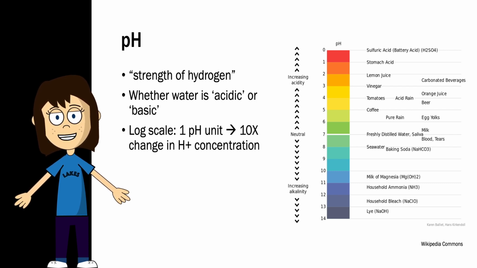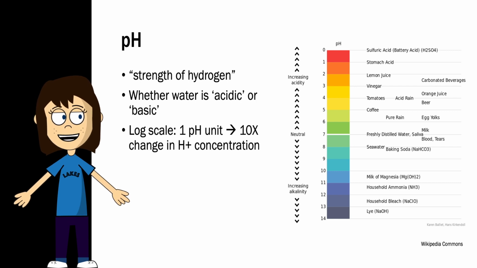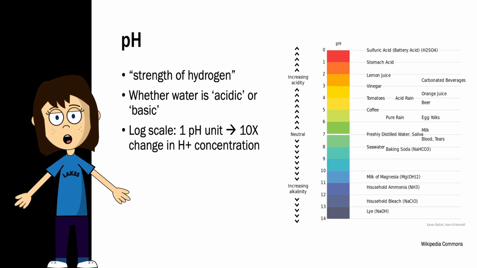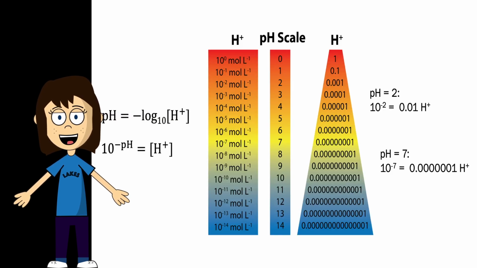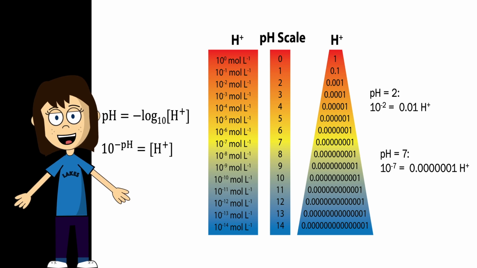The pH scale ranges from 0 to 14, with a pH of 7 being neutral. 7 is the neutral point because that is the pH of pure water. pH is a logarithmic scale, with one pH unit being a 10 times change in concentration, and pH is measured as the negative logarithm of the concentration of hydrogen atoms in water.